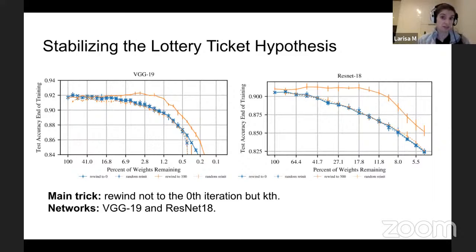And as far as you can see, this trick works, because we are here interested in the solid orange line, and here indeed we don't lose much accuracy, and at some point it even gets better, and then it goes down, but not as fast as the model that got a rewinding to the 0 state. The same for ResNet. So yeah.